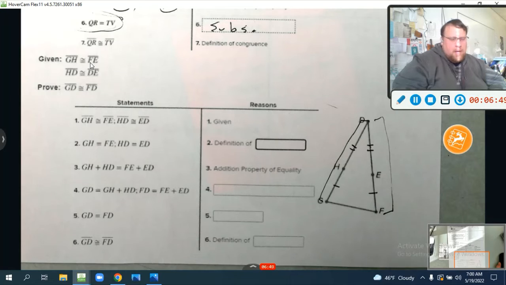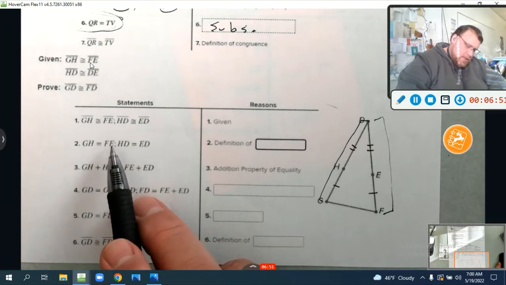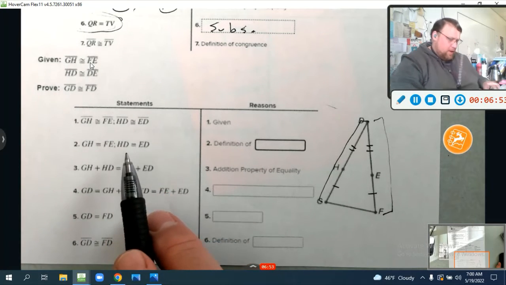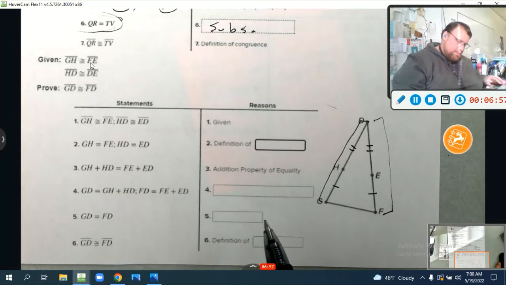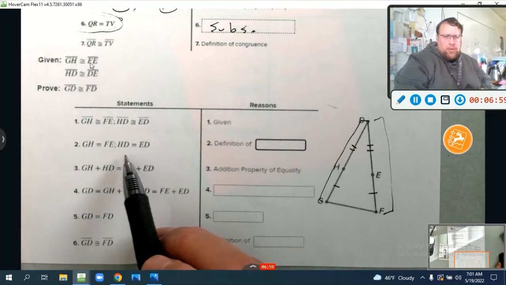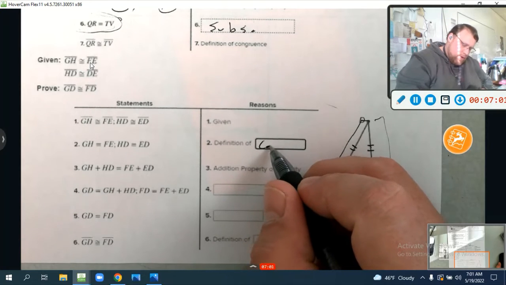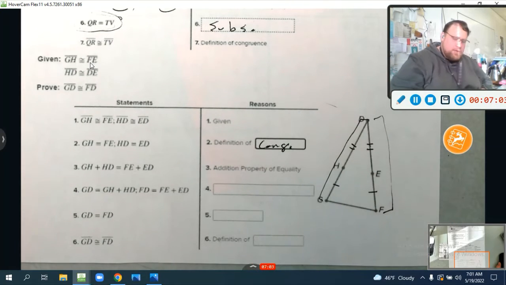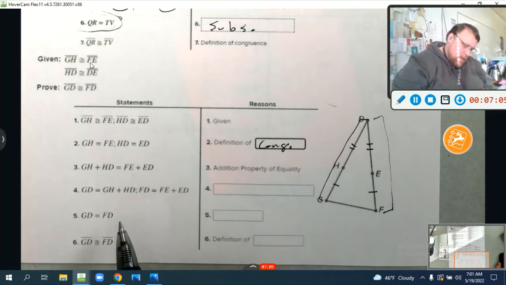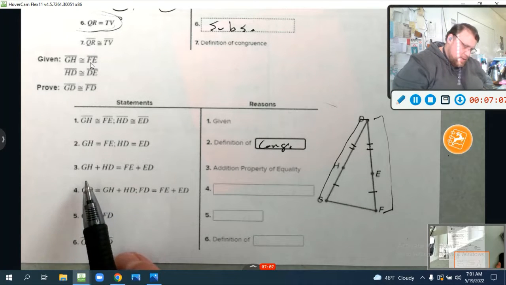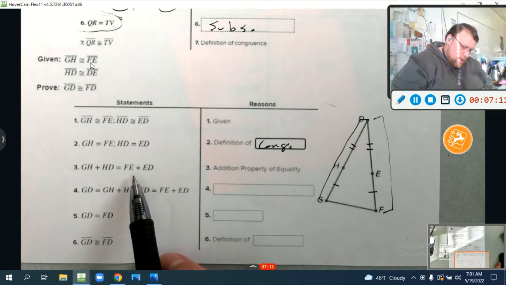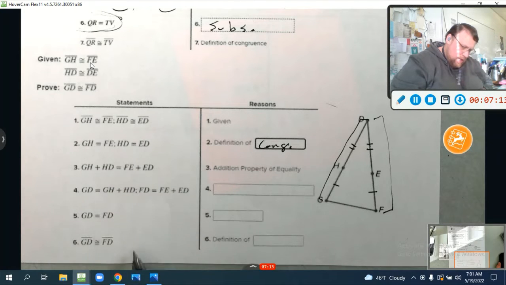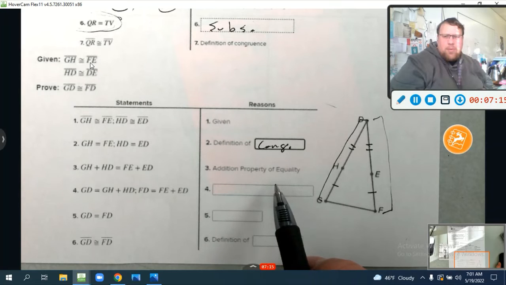Okay? So we have our given. GH is congruent to FE, and HD is congruent to ED. That's our given. You can put both givens at one time. And then immediately, what are we going to do? We're going to say they're equal. That's definition of congruence. This one doesn't have choices. We've got to come up with it. And then I'm going to say, all right, GH plus HD equals FE plus ED. And that is the addition property of equality.